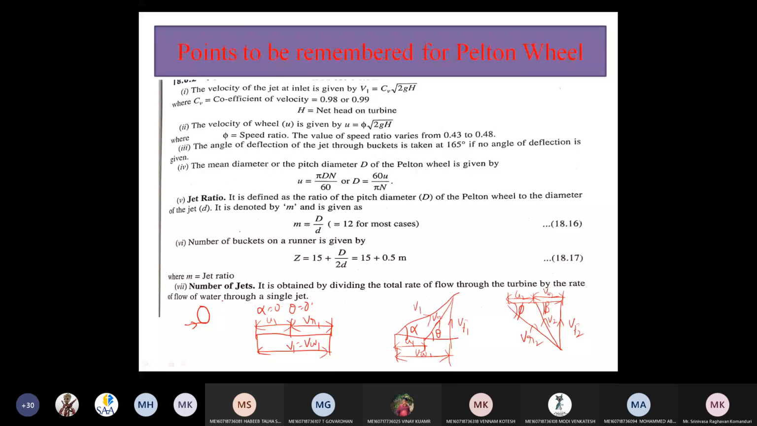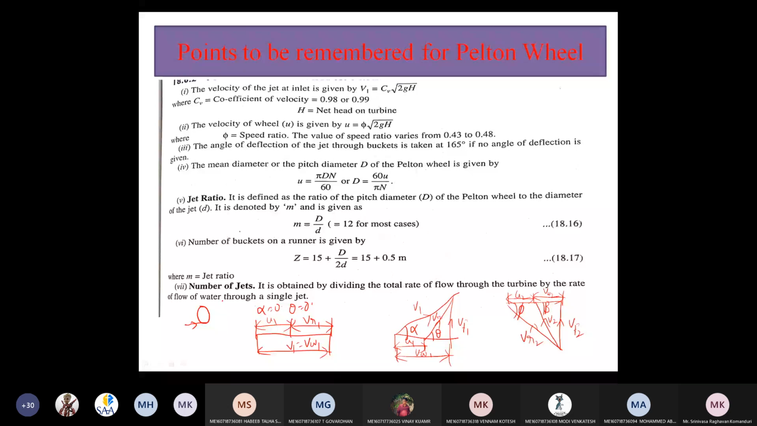The same components will be there in the outlet velocity triangle also. V2 is the absolute velocity of water with which it is leaving the plate, and U2 is the velocity of the plate at outlet. VW2 and VF2 are the velocity components of V2 at outlet. If you know the V2 value and beta value, you can easily find VW2 and VF2. VW2 is equal to V2 cos beta, VF2 is equal to V2 sin beta. VR2 is the relative velocity between V2 and U2. So this is the terminology. You have to remember this terminology. If you remember it, you can solve the problems very easily.